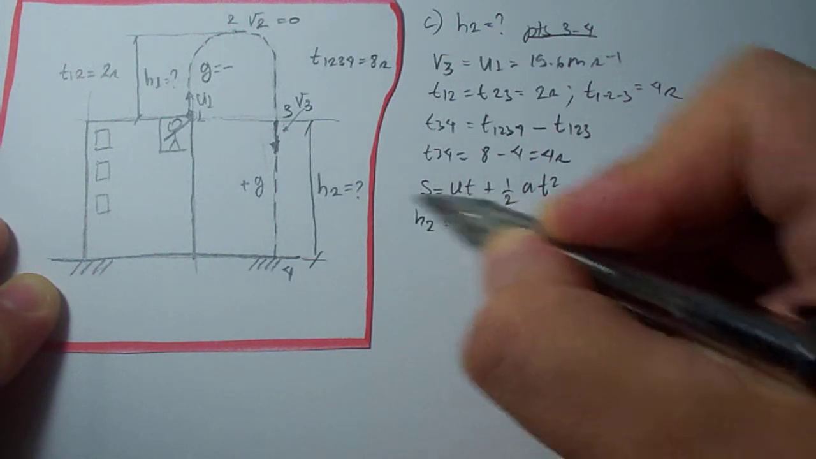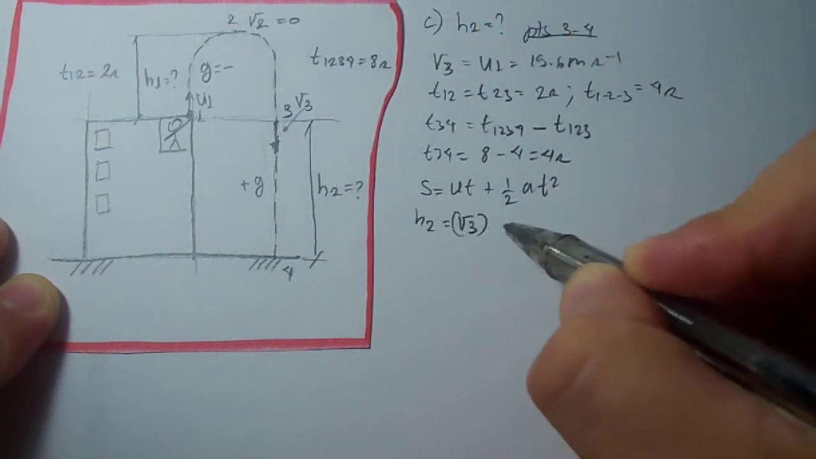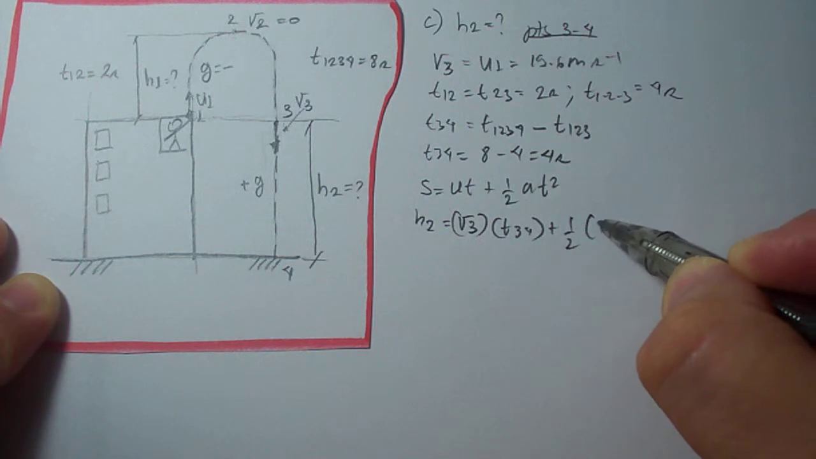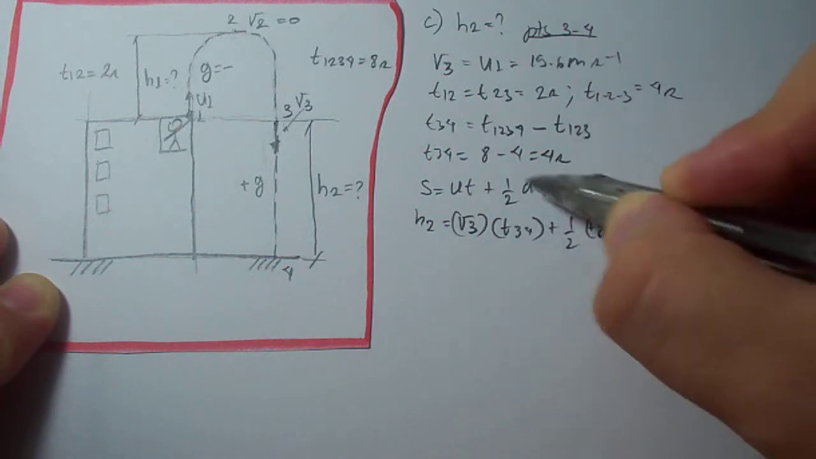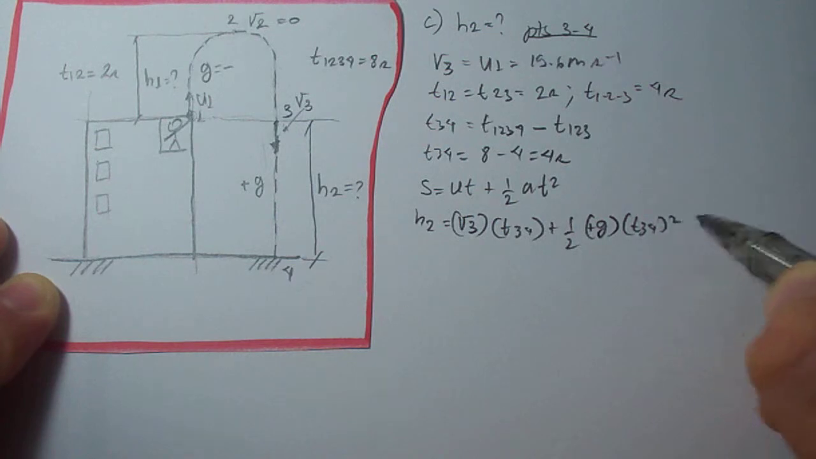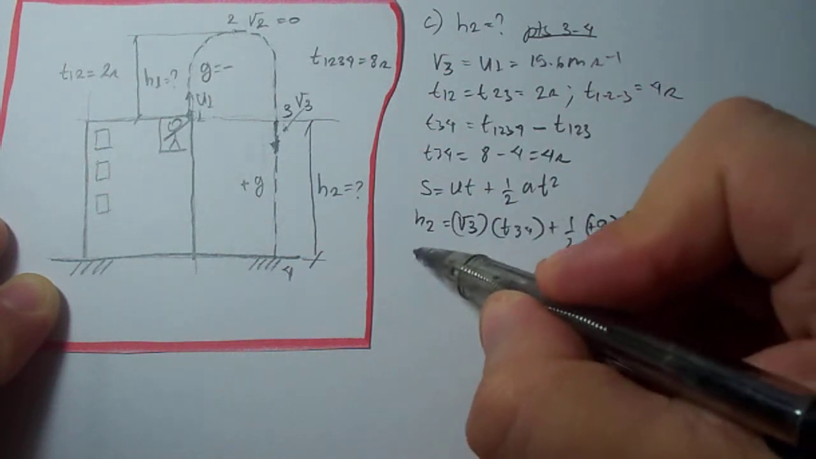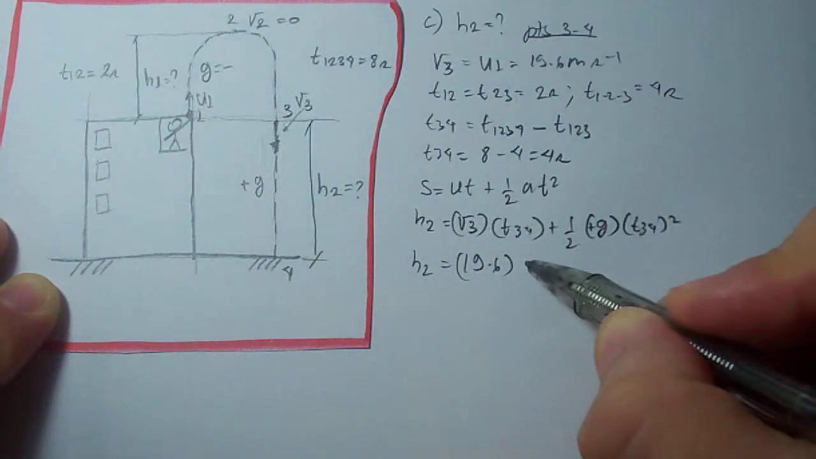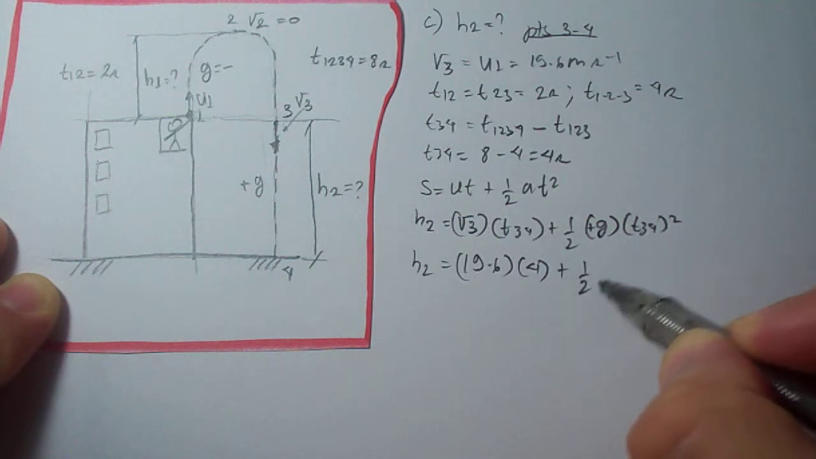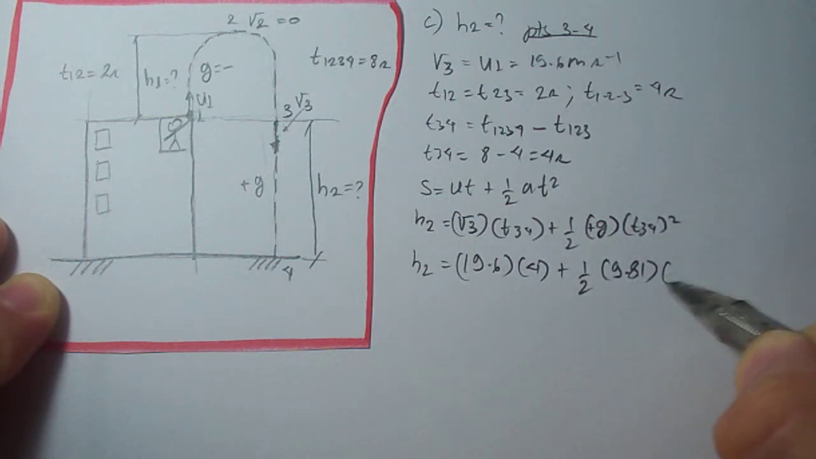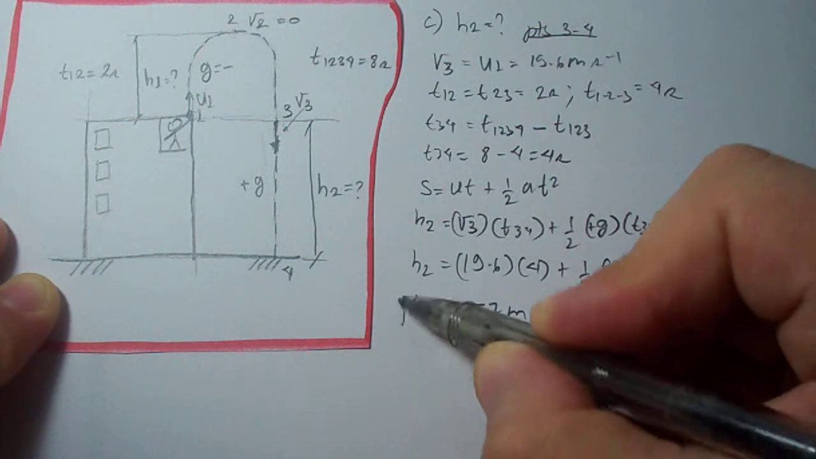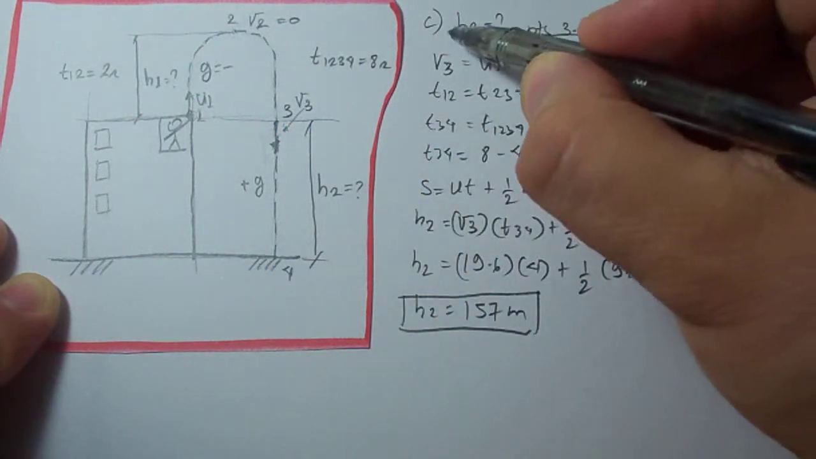It is equal to, the initial velocity here is V3, times the time 3 to 4, plus 1/2, the acceleration due to gravity, which is positive, times the time 3 to 4 squared. So if we quantify this, this is 19.6 meters per second, the same as U1, times 4 plus 1/2 times 9.81, which is acceleration due to gravity, times 4 squared, and therefore you'll be able to get 157 meters, which is the answer to the question in item 1C.